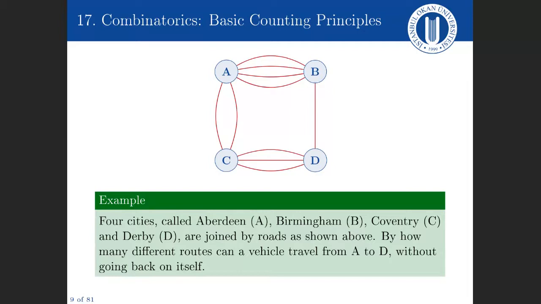Next example. 4 cities called Aberdeen, Birmingham, Coventry, and Derby are joined by roads as shown above. By how many different routes can a vehicle travel from A to D without going back on itself? What I mean is, just imagine all of these roads are one way, like this. We start at Aberdeen and we want to go to Derby. How many different routes are there?